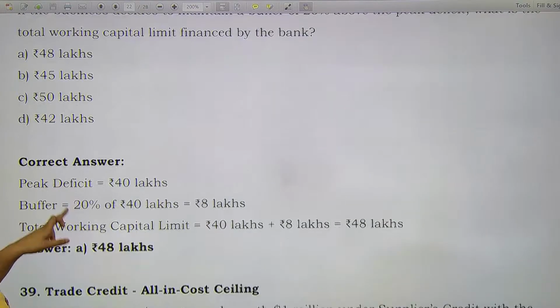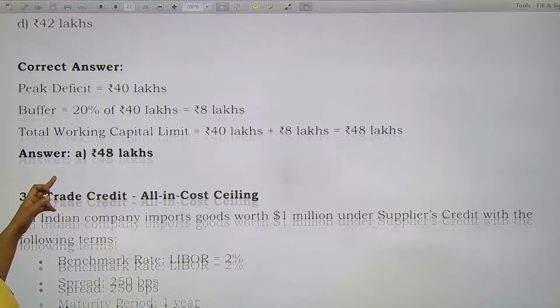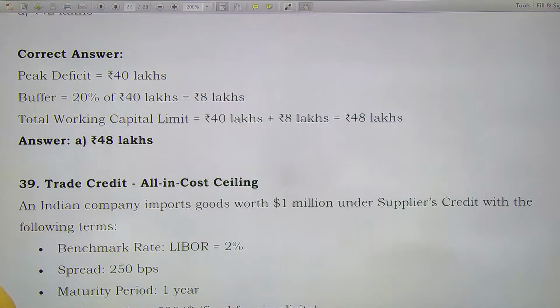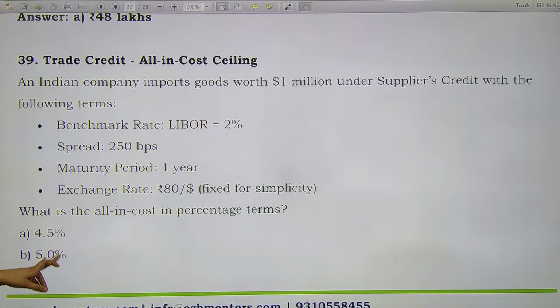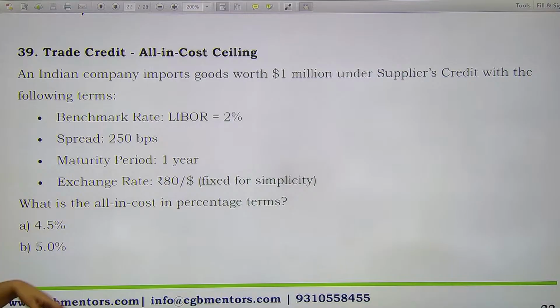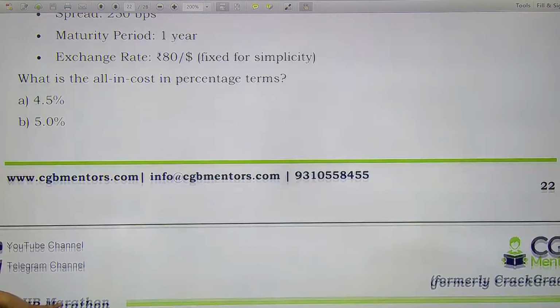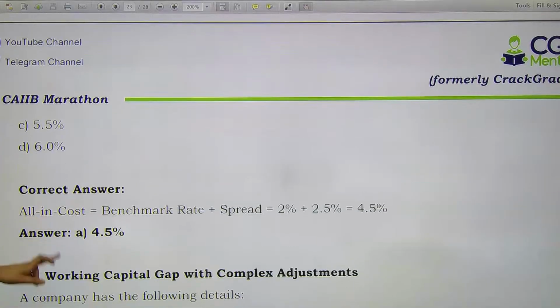So 40 lakhs plus we'll do the 20% buffer, and 48 lakhs is the total working capital limit that would be provided to us. Now, an Indian company is importing goods worth $1 million under supplier's credit with the following terms: LIBOR is 2%, spread is 250 BPS, maturity period is 1 year, exchange rate is given. So now what is the all-in cost in percentage terms? You just have to add these two, the benchmark rate plus the spread. That is the direct answer.